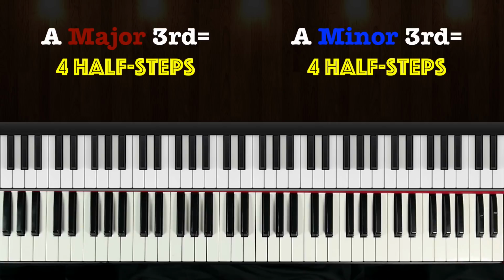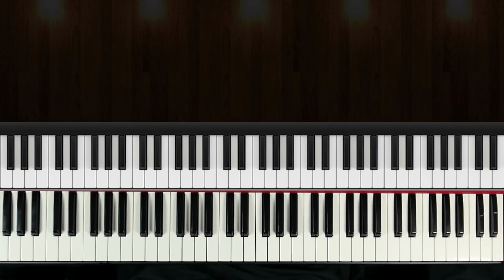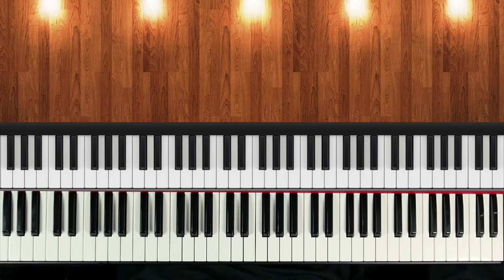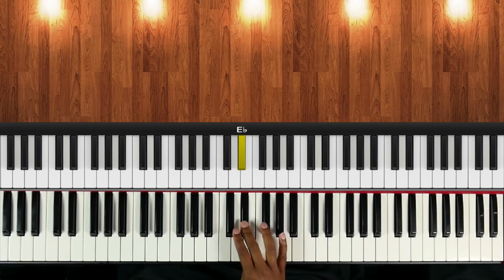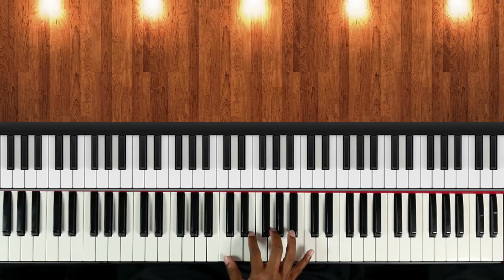And for review, in the C major triad, E, the third note of the major scale, is 1, 2, 3, 4 half steps away from C. And in the C minor triad, E flat, the third note of the C minor scale, is 1, 2, 3 half steps away from C. So now let's play our C major triad one more time and measure the distance between C, E, and G. So we have 1, 2, 3, 4, a major third, and 1, 2, 3, a minor third.